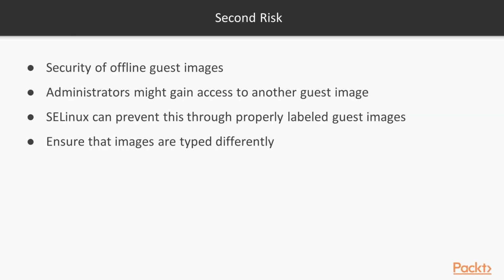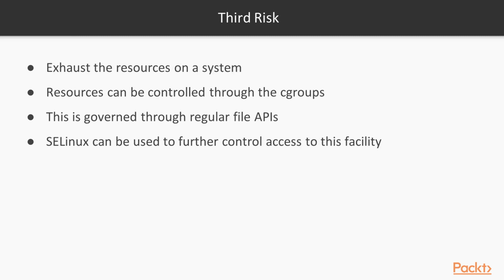Another risk is the security of offline guest images. Here, either administrators or misconfigured virtual machines might gain access to another guest image. SELinux can prevent this through properly labeled guest images, and ensuring that images of offline virtual machines are typed differently from online virtual machines. Virtual machines can also exhaust the resources on a system.